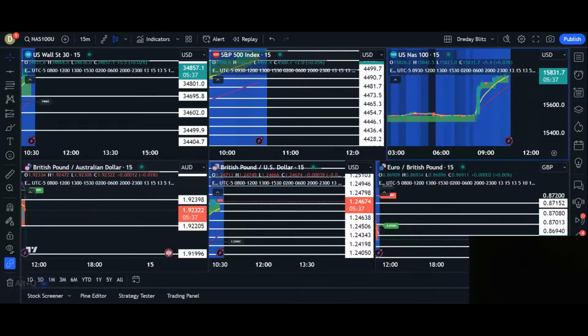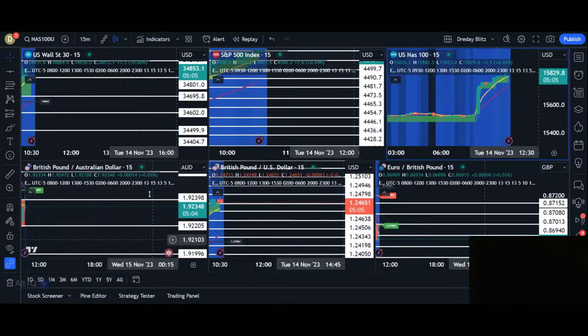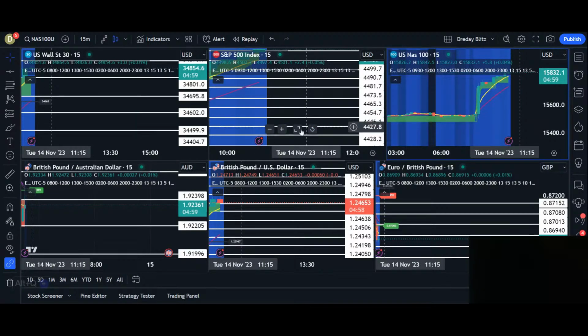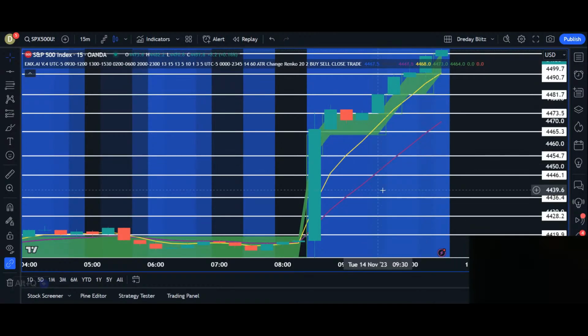Especially if you're using EMX AI, because you're able to get the Renkos on top of the candlesticks. You're able to know exactly where the price is, the next three zones on top of the current market price, and the next three zones at the bottom of the current market price. So you know exactly that if the price goes up, it's gonna go past maybe two or three zones at least, and the same thing goes the opposite way. You're able to know exactly where the price is expecting to go.